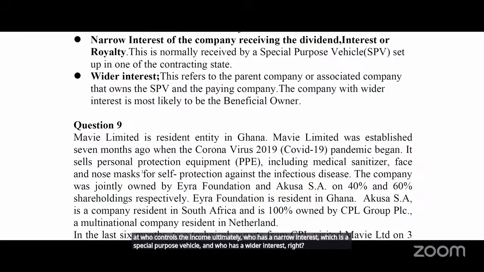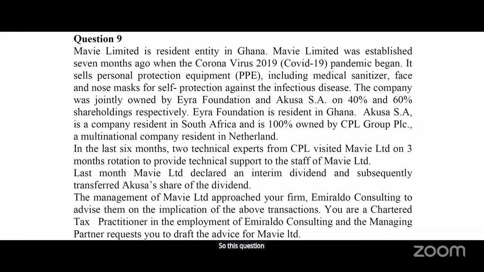So this question came, I think, somewhere, was it 2021 or something? I forgot. It's been a while. But let's look at it so we can understand what is going on. Now, Mavi Limited is a resident entity in Ghana. Mavi Limited was established 7 months ago when the coronavirus pandemic began. It sells personal protection equipment, including medical sanitizer, face and nose masks for self-protection against the infectious disease. The company was jointly owned by ERA Foundation and Akusa SA on 40 and 60 shareholdings, respectively.